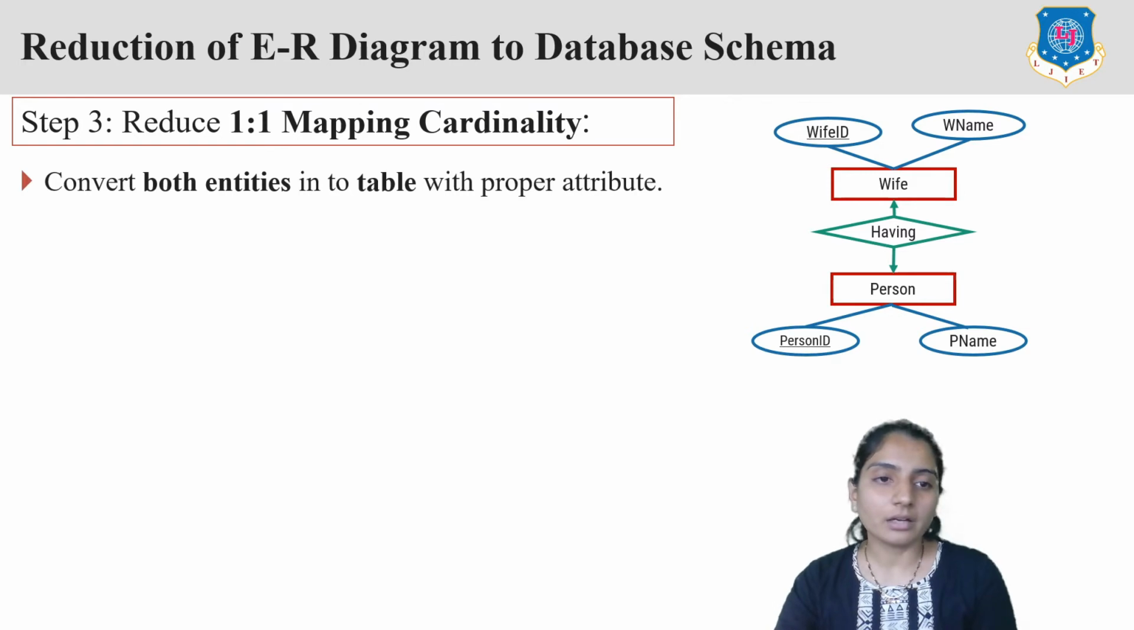So here we have one ER diagram which has 2 entities. One is person and the other is wife. Person has 2 attributes, person ID and person name, and wife also has 2 attributes, wife ID and wife name. And in these entities, the relationship is one-to-one mapping cardinality, because one person has one wife and one wife has only one person as her husband.